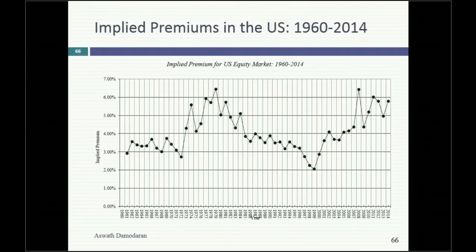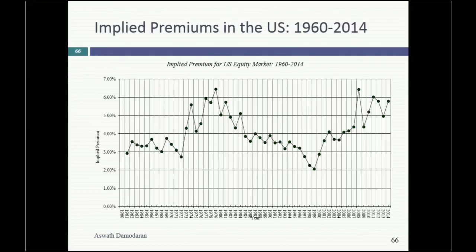To get a sense of history, this is what the implied equity risk premium for the US has looked like since 1960. And this is in response to Rajiv's point, which is you look at the equity risk premium today, 5.78%. One of the questions you've got to ask is, is that a good premium? Is that a large premium? Because that's really asking the same question. Are stocks collectively overvalued, undervalued?